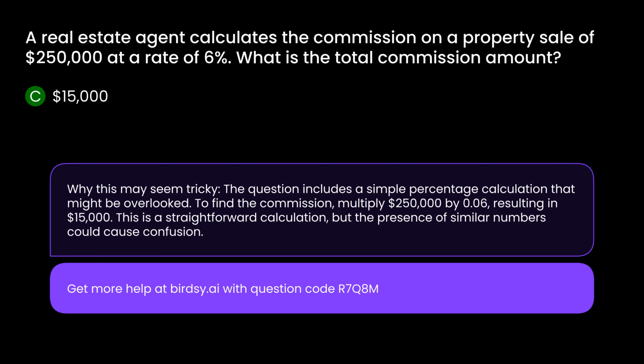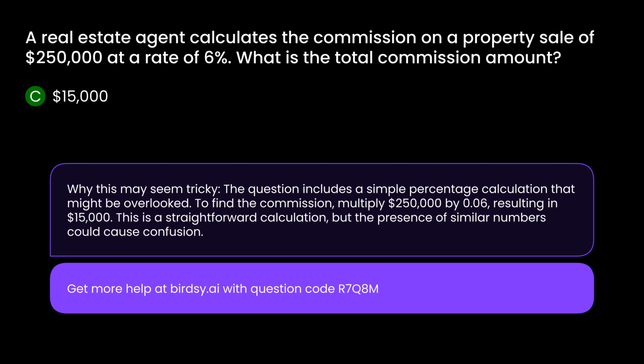Why this may seem tricky? The question includes a simple percentage calculation that might be overlooked. To find the commission, multiply $250,000 by 0.06, resulting in $15,000. This is a straightforward calculation, but the presence of similar numbers could cause confusion.